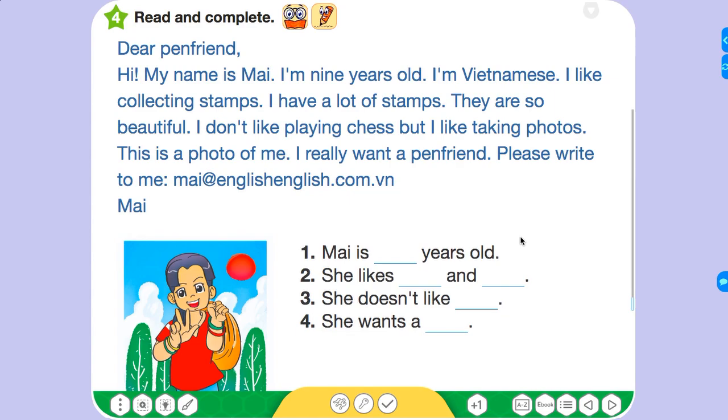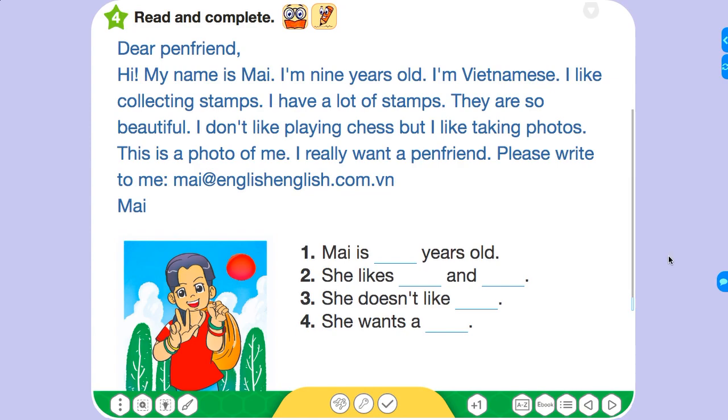Dear pen friend, hi, my name is Mai. I'm 9 years old. I'm Vietnamese. I like collecting stamps. I have a lot of stamps. They are so beautiful. I don't like playing chess, but I like taking photos. This is a photo of me. I really want a pen friend. Please write to me.